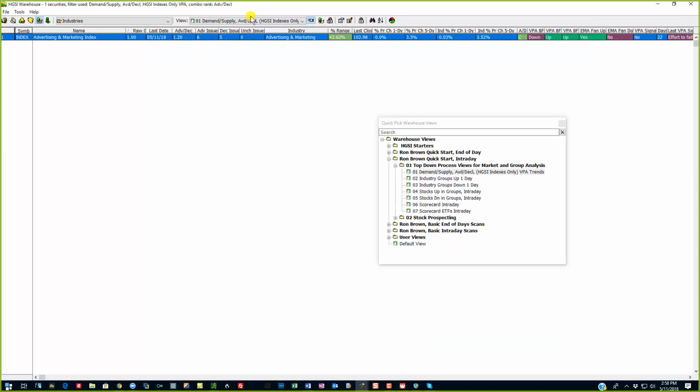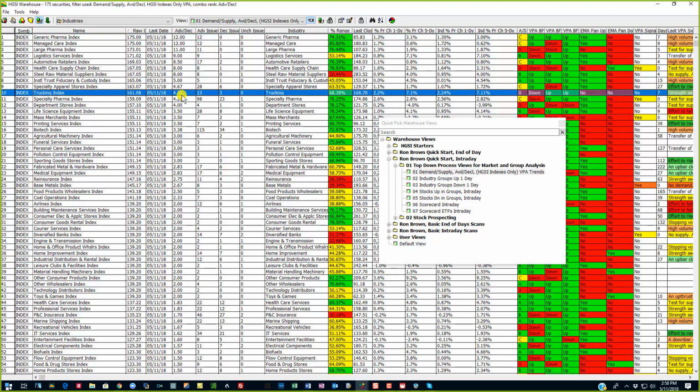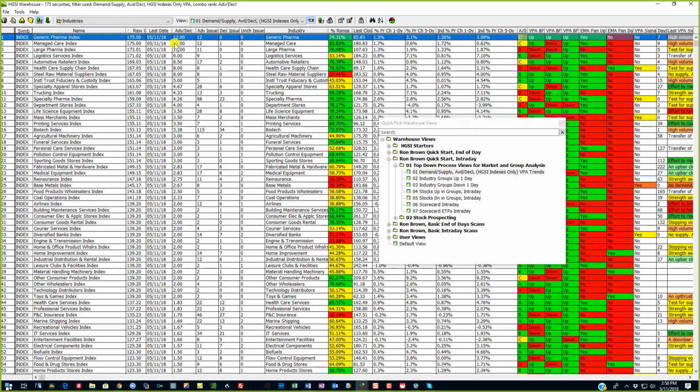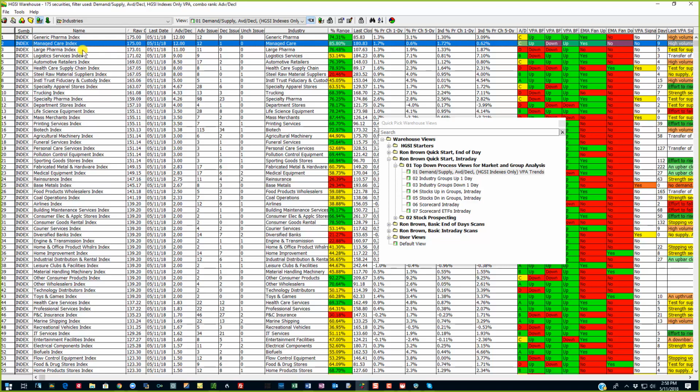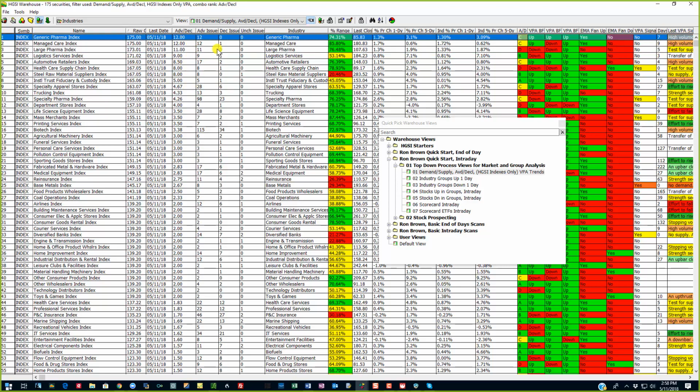Okay, so back to the warehouse. Take the filter off, reapply the filter. Actually, we did have a change here. So the trucking index is backed down to number 10, but there's still 13 positive, but 3 negative. But the generic pharma index has taken over, as has the managed care. Now, you don't see exploration and production anywhere near the top today. I believe crude is down today, and it's had a tremendous run, so there's some profit taking going on. So this is where the strength is.